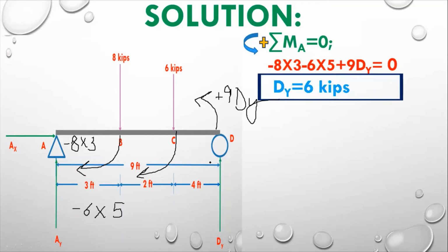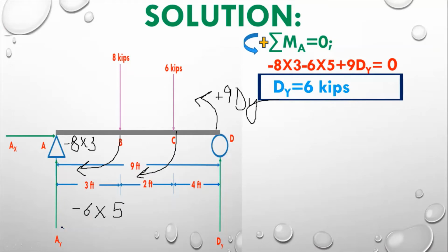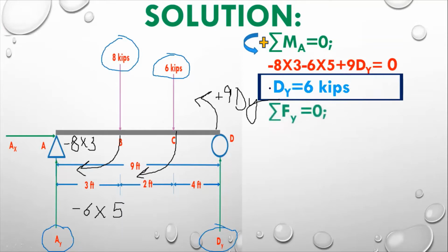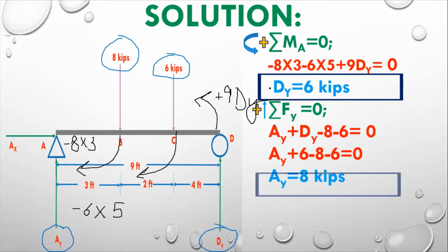So now I'm moving towards the summation of the vertical forces. How can I sum up vertical forces? You know how many vertical forces are lying over here; you can now identify them because you have done the calculation. They are AY, DY, 8 kips and 6 kips. So there are 4 vertical forces over here. AY positive plus DY positive, and -8 -6. So AY plus 6 -8 -6 equals 0. So you will get the value of AY equals 8 kips.